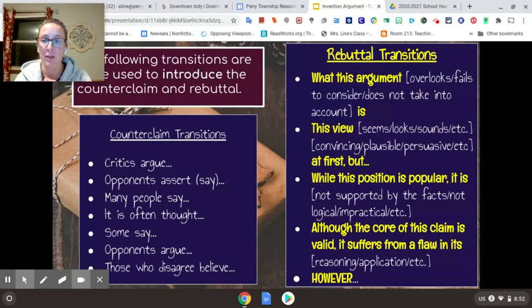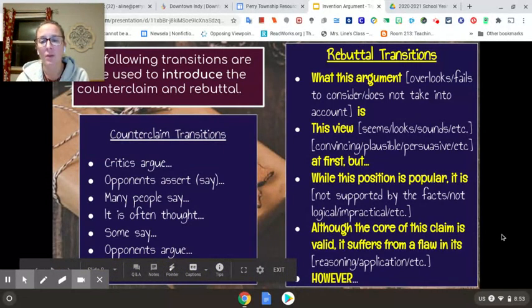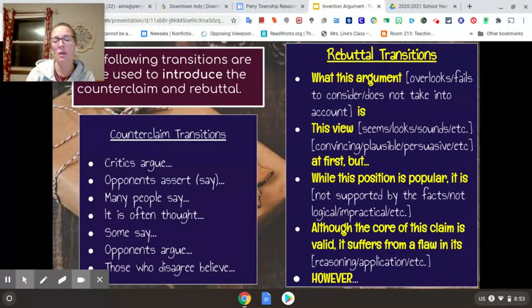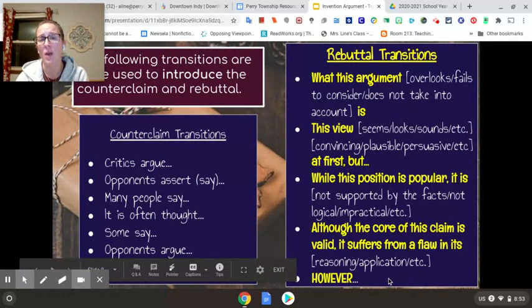You can also say this view sounds good at first, but, and then you give your reasons why. When you use that word but, it means you've got another side that you're going to tell. And then we also have, while this position is popular, it is not supported by facts. It's not logical. It's impractical, something like that. And then again, you finish it out and you would explain why. Although the core of this claim is valid, it suffers from a flaw in its reasoning and its application. And then again, you would explain why. Or you can just use that word, however. Okay. And that again shows you're giving an opposite view.